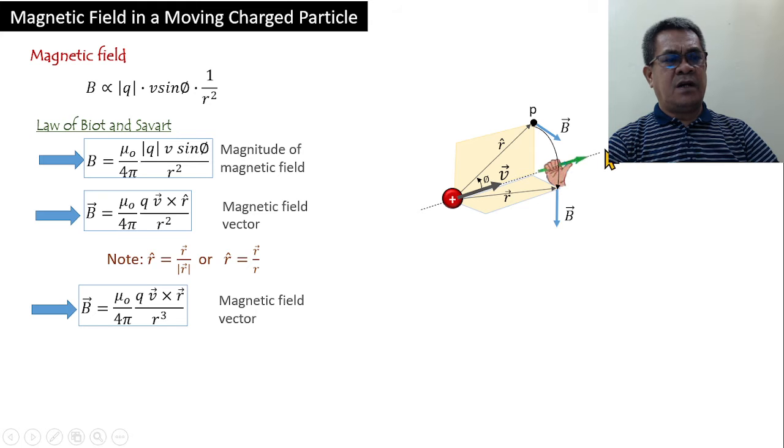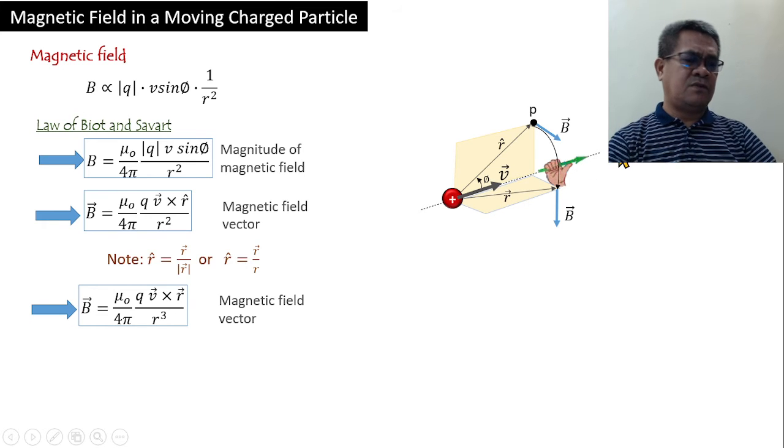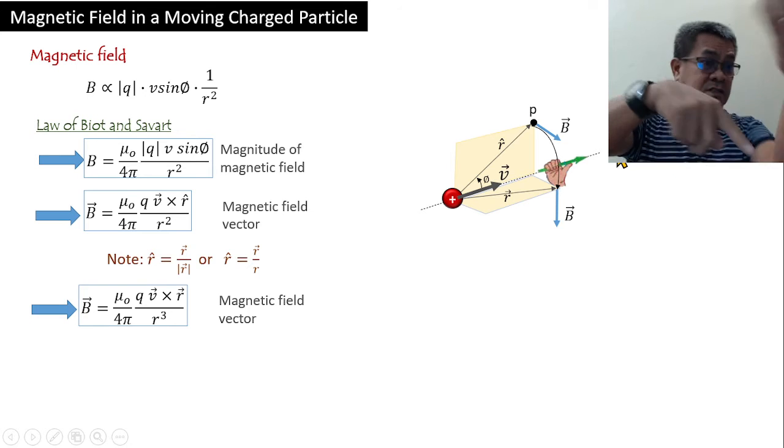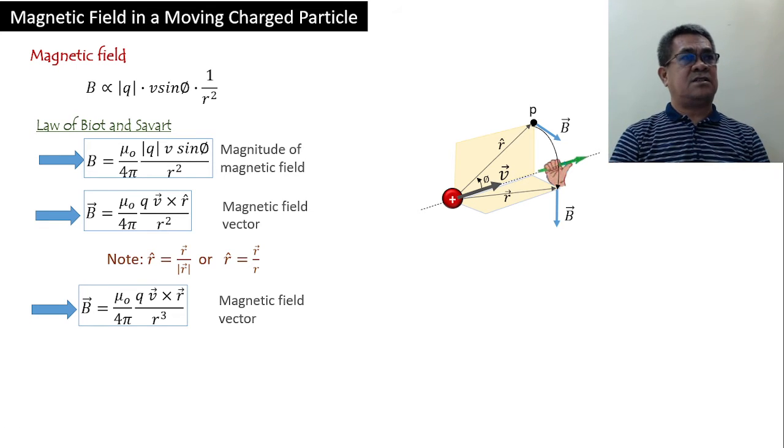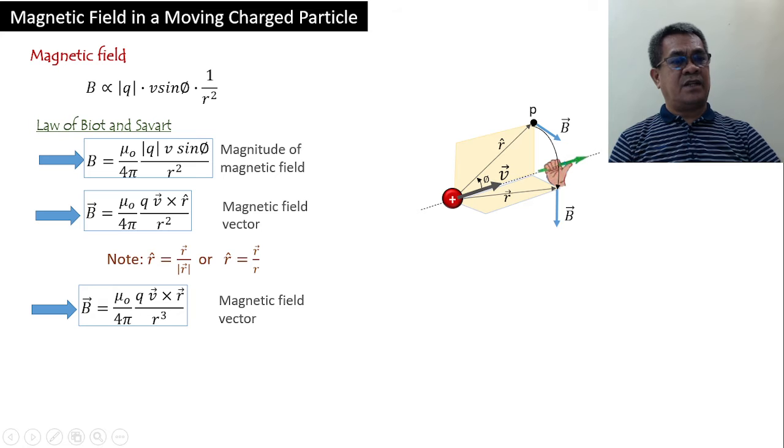If you are looking for the magnetic field at this position, which is parallel to the direction of the particle, then the angle is 0, and the sine of 0 is 0. So therefore, the magnetic field at the center of the curling magnetic fields, at the center, the magnetic field is 0.